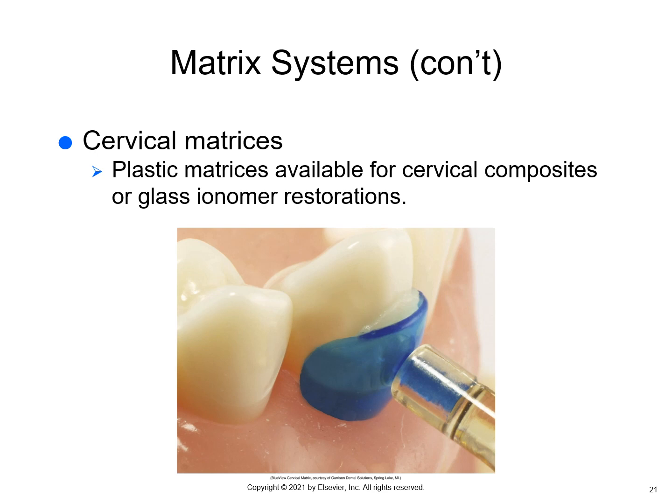Cervical matrices are these plastic matrices that you can see placed against this tooth, and they're available for cervical composites or glass ionomer restorations. So that would be like a class 5 composite or glass ionomer done right at the gum line.